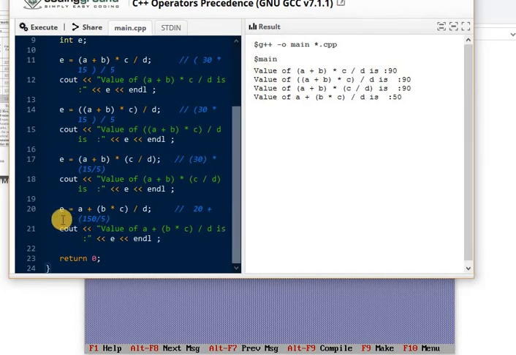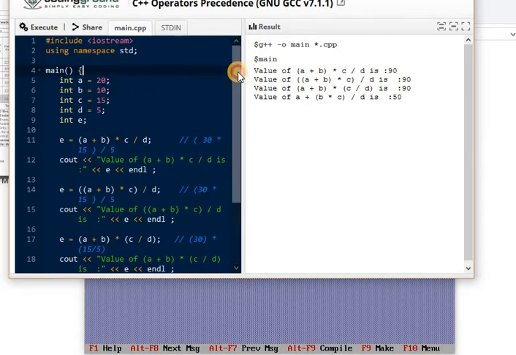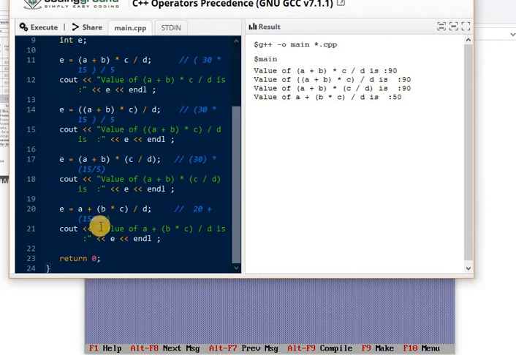And last, e equal to a plus, in bracket, b into c divided by d. So b into c, first it will solve the b into c, that is 10 into 15. So 10 into 15 is 150 divided by 5. It will solve the division first. 150 divided by 5 is 30. Now plus 20 is 50. So the answer is 50.